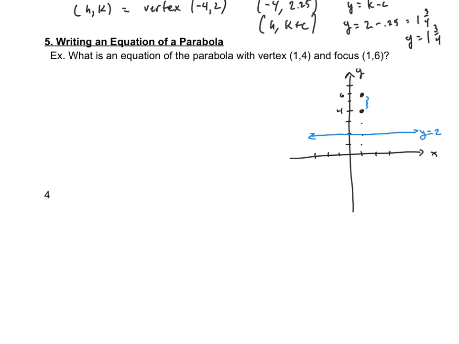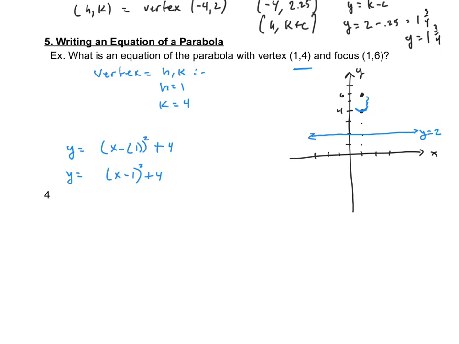Since the focus is above the directrix, I know it's going to open upward. Okay, so we know that the vertex is equal to (h, k). We know that h is equal to 1 of the vertex and k is equal to 4. So plugging that into our vertex formula, instead of h we will have 1, and instead of k we will have 4. And so y is going to be equal to a times (x minus 1) squared plus 4.